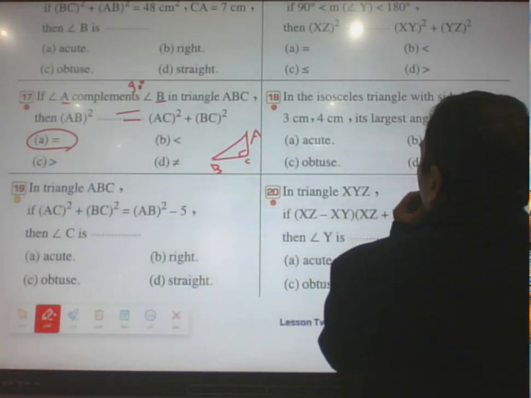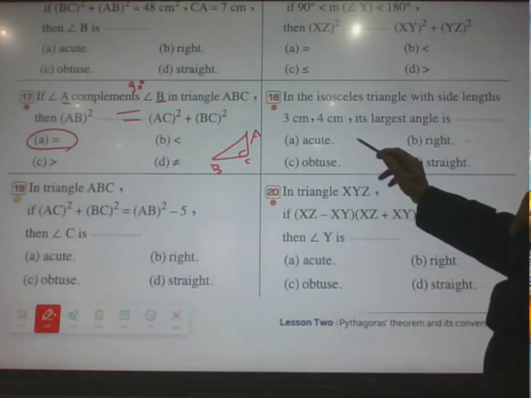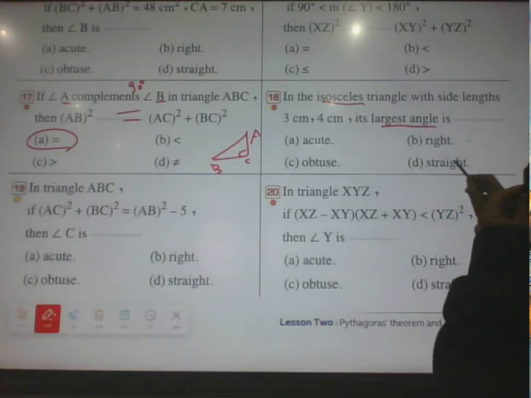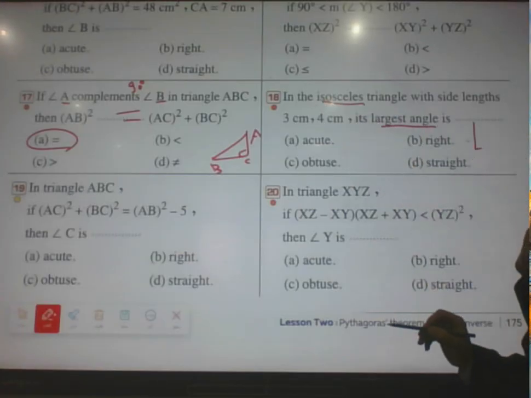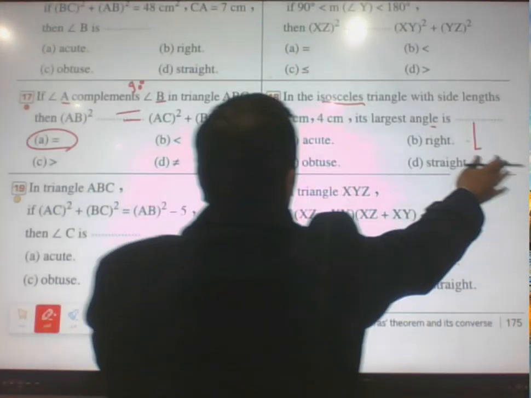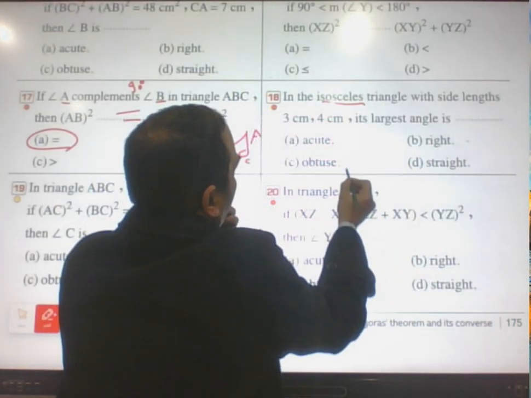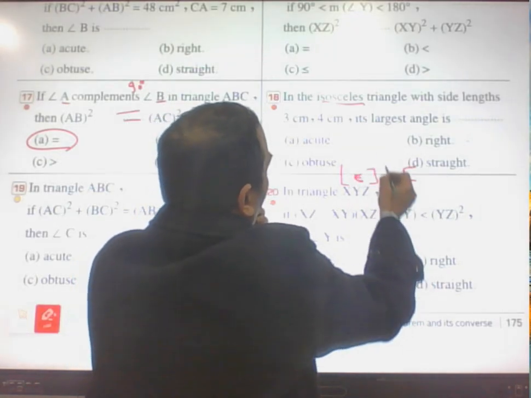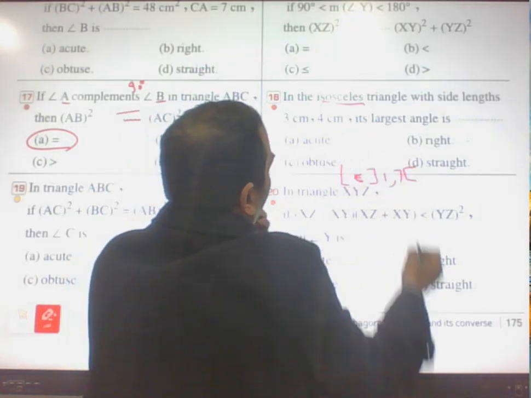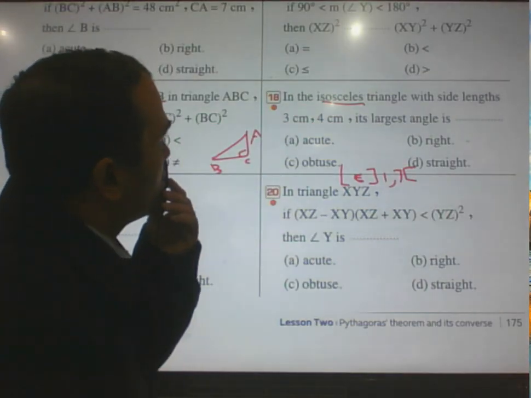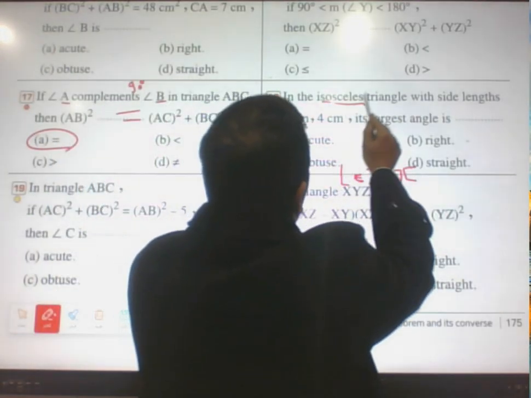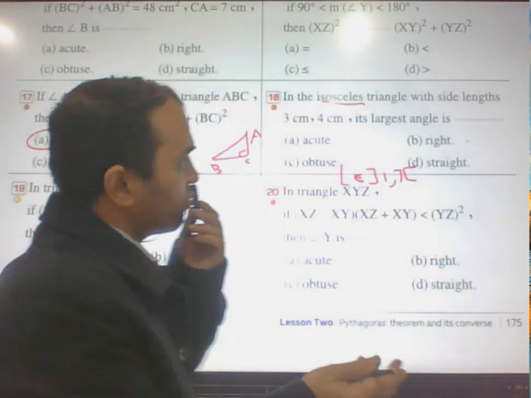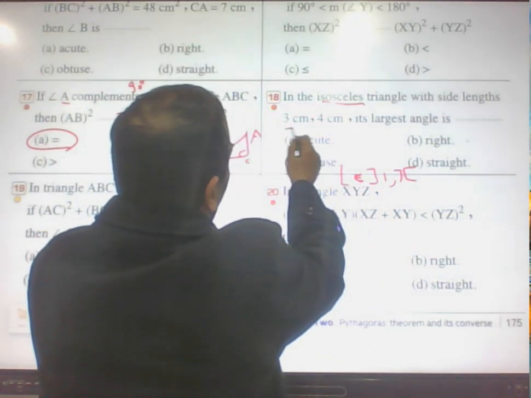Next question: an isosceles triangle with side lengths 3 and 4. What is the largest angle? We have an isosceles triangle, so we can find the third side like L. The side length L falls in the open interval between the difference and the sum. Who can tell me here? We have an isosceles triangle, so the other side may be 3 or 4.